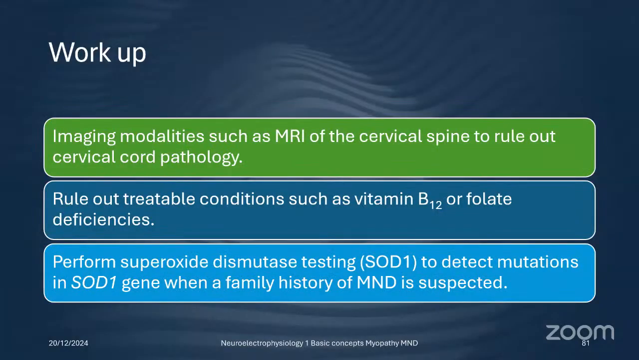Now, how do we work up? Imaging modalities: MRI of the cervical spine to rule out cervical cord pathologies. Treatable conditions such as vitamin B12 and folate deficiencies, endocrine abnormalities, and paraproteinemias, you have to rule out. Perform a SOD1 gene mutation test if there is a family history of MND, then you do ask for it.